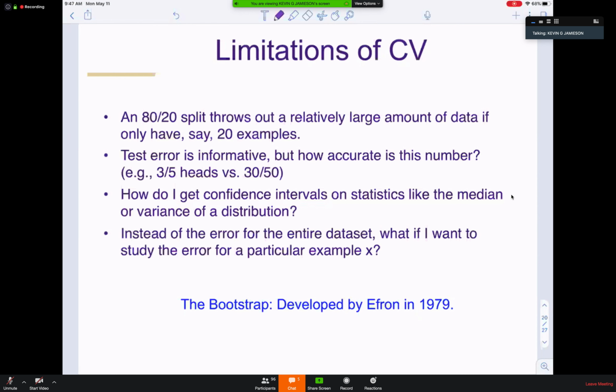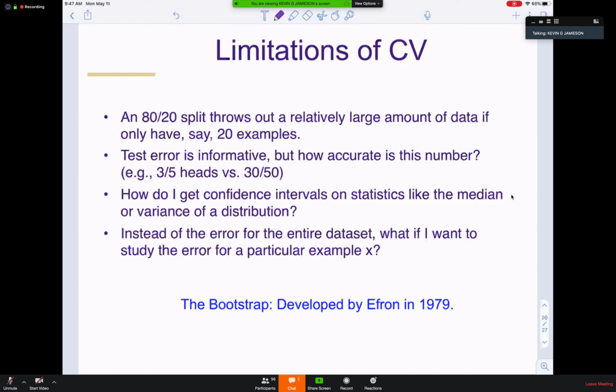That's awesome. That's confidence interval. You're getting not just the error of your classifier, but your confidence in that number. How robust is that number? How real is that number? Is this a question of 3/5 heads versus 30 or 50 heads?